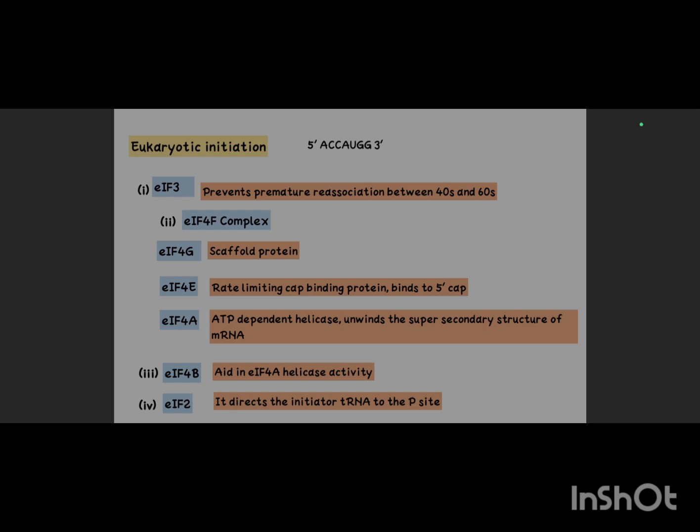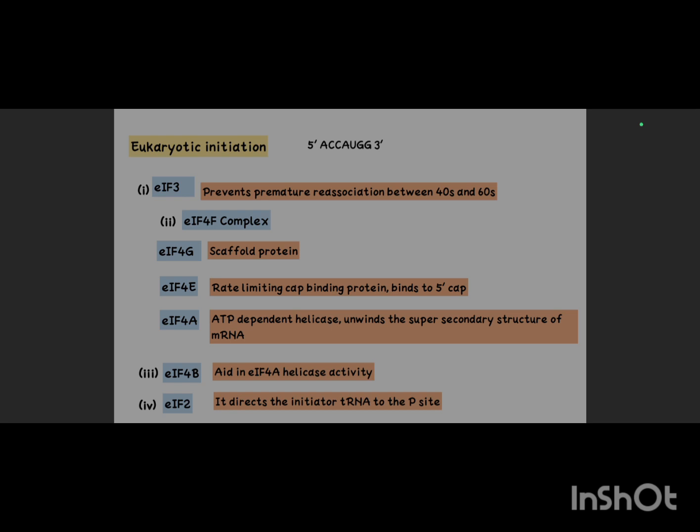First, EIF3. Why E? E means eukaryote, okay? And same like IF3. What does EIF3 do? EIF3 prevents the premature dissociation between the 40S and 60S subunit. Then the second factor that comes on the scene is the EIF4F complex. This is a trimeric complex. Okay, remember very carefully, many questions come from this side. EIF4F is a trimeric, heterotrimeric complex. Three types of monomers are present here.